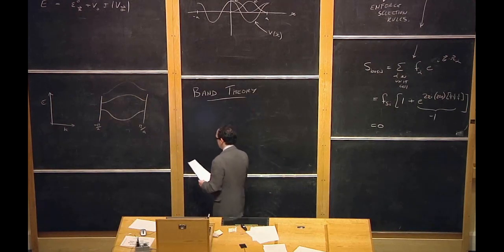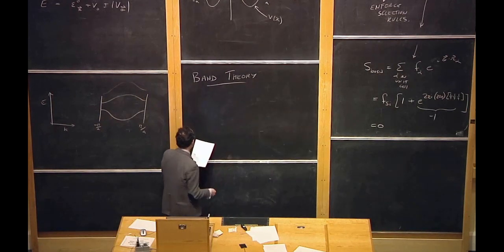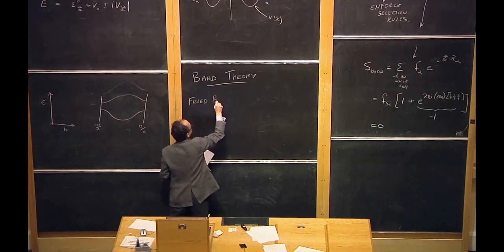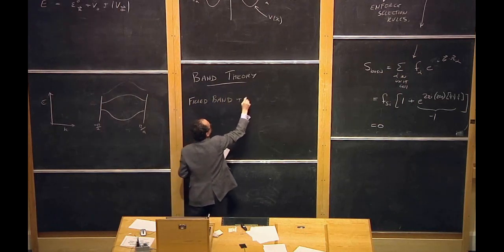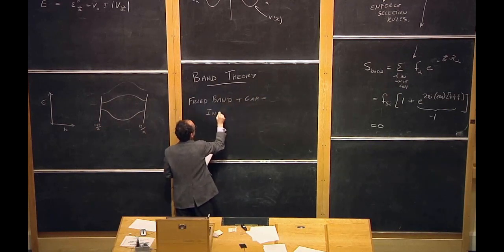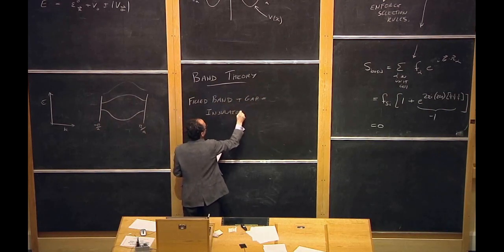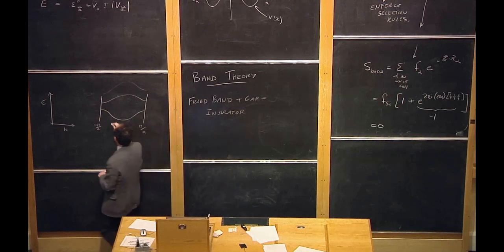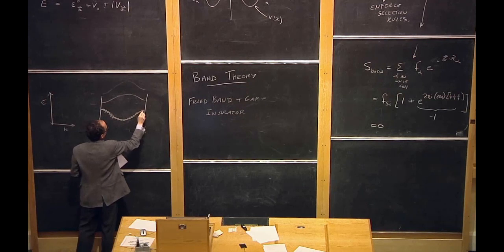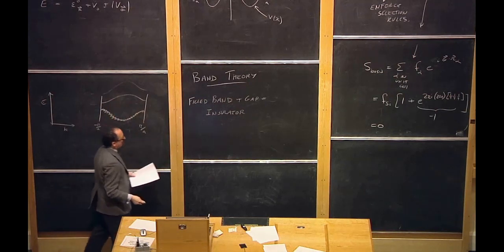Now, something that we mentioned when we talked about the tight binding model is that if you have a filled band and a gap, you have an insulator. I'm repeating this because it's fairly important. So if we fill, say, this band, and there's a gap to the next band, we have an insulator.